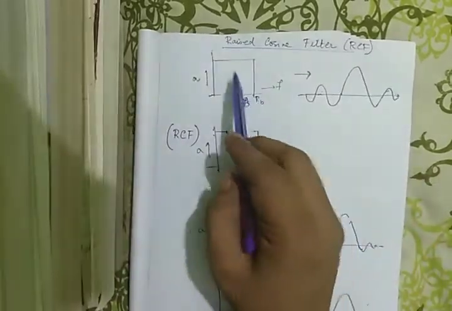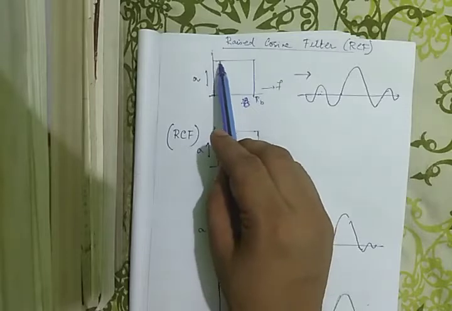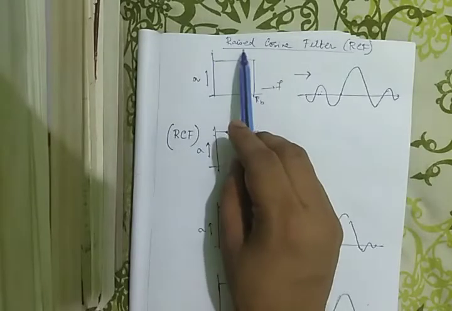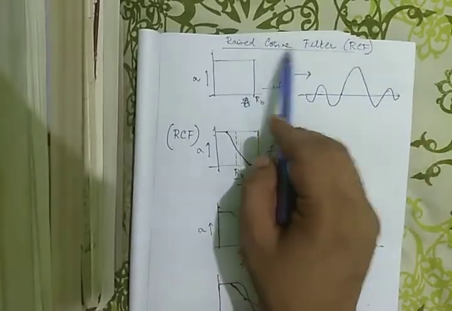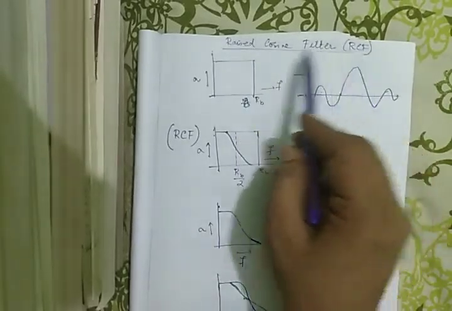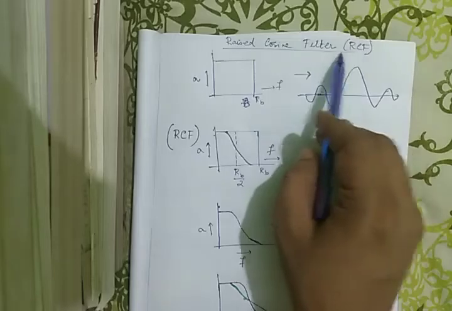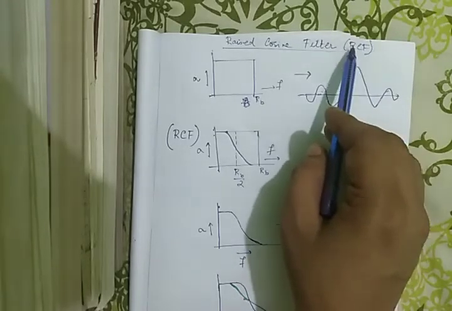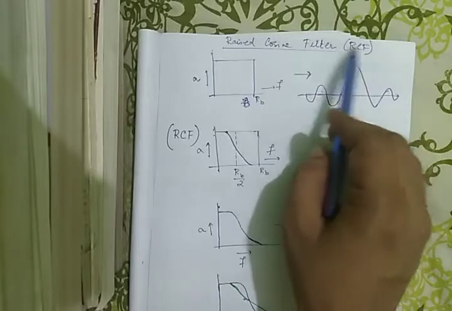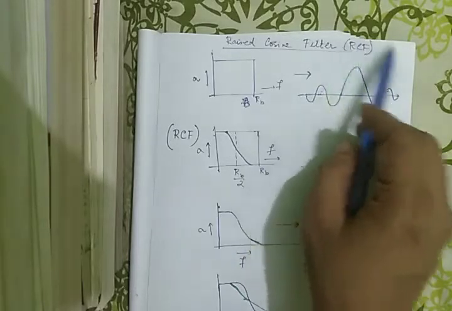Okay, so students, today we will look into one technique. That technique is known as the raised cosine filter technique. This technique is used to reduce the ISI effect. That means if we use this technique, the interference between two adjacent pulses or multiple adjacent pulses reduces.